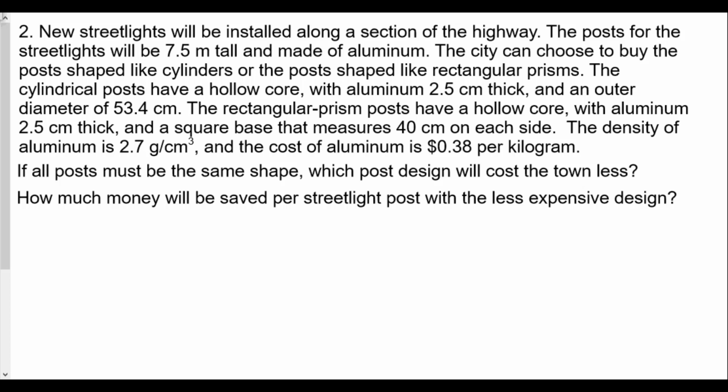New streetlights will be installed along a section of the highway. The posts for streetlights will be 7.5 meters tall and made of aluminum. A city can choose to buy the posts shaped like cylinders or the posts shaped like rectangular prisms. The cylindrical posts have a hollow core with aluminum 2.5 centimeters thick and an outer diameter of 53.4 centimeters. Rectangular base posts have a hollow core with aluminum 2.5 centimeters thick and a square base that measures 400 centimeters on each side. The density of aluminum is 2.7 grams per cubic centimeter.